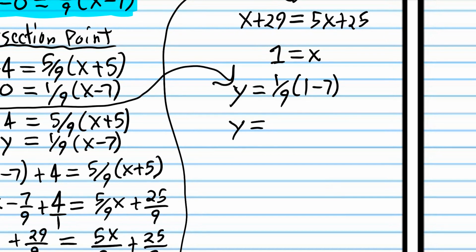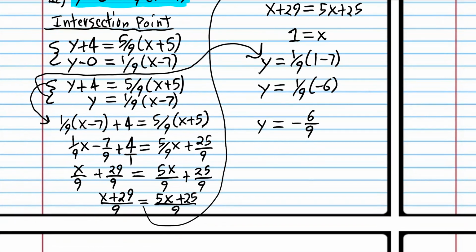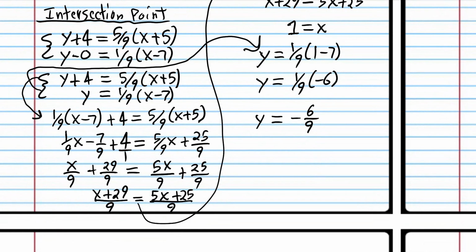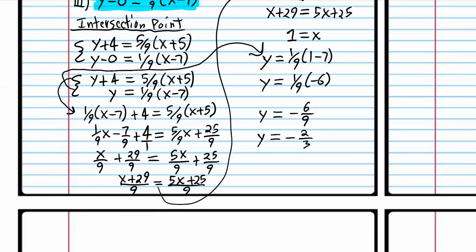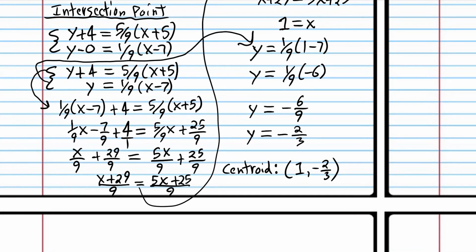All right, so PEMDAS tells us to do parentheses first. 1 minus 7 is negative 6. And then 1/9 times negative 6 is negative 6 ninths, but we're not done yet because we can reduce that, divide both sides by 3, and we get y is equal to negative 2/3. So now the centroid is (1, negative 2/3). So if you got that answer, good job.